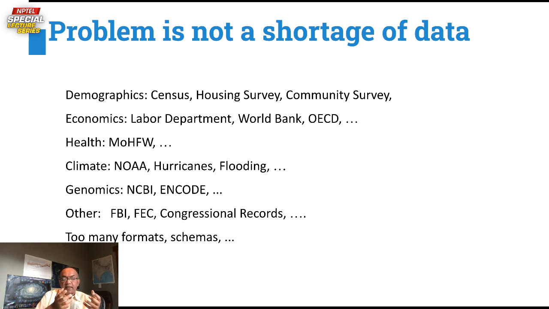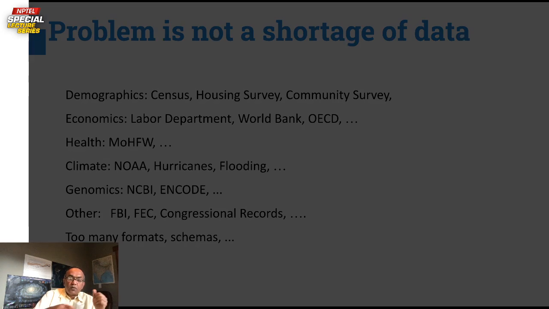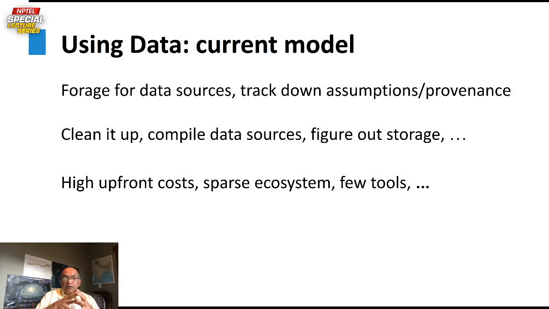In many ways, it's like the internet before the web. There's too many different formats, too many different things, too many different schemas. And the current model of using data is, if you're trying to figure out which are the areas in a state in greatest danger of COVID spreading, you might say, let me look for the nursing homes, the homes where there are retired communities.